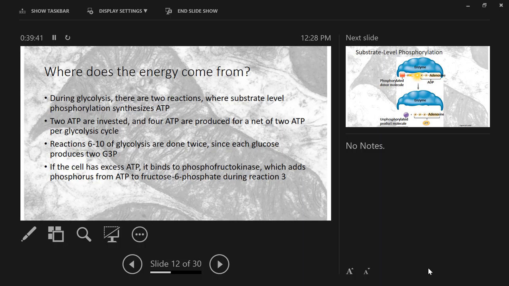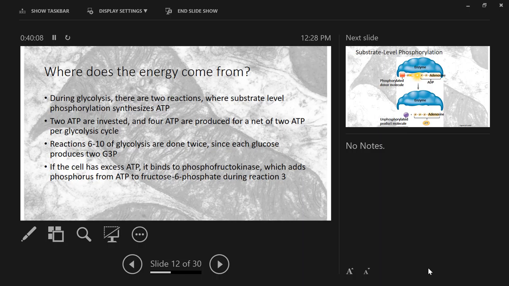Okay, so if you were, hypothetically, asked this question on an exam, and it just said, where does the energy come from in glycolysis? What would you do to answer that question? Write down everything that's on the slide. That would force you to memorize a lot of it, but that's okay if you want to do that.